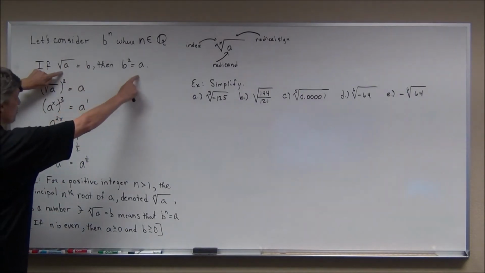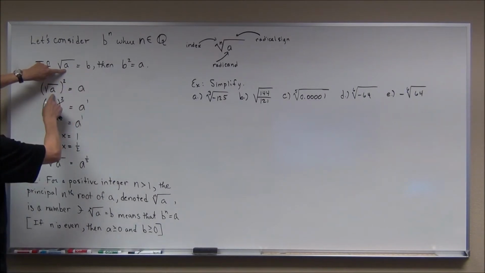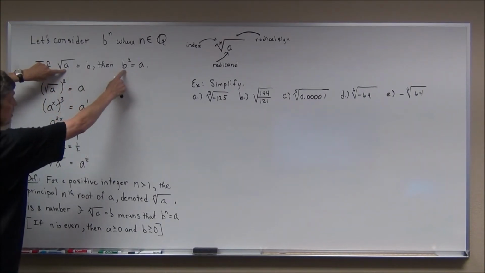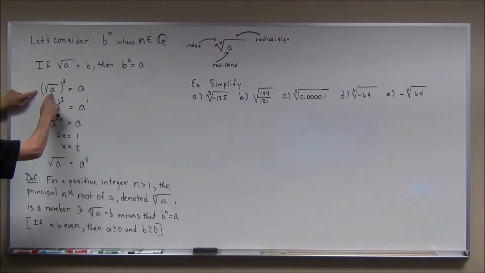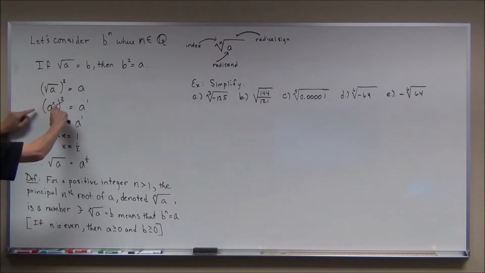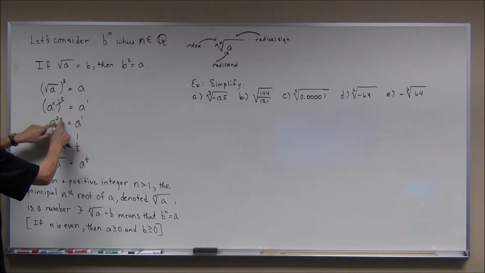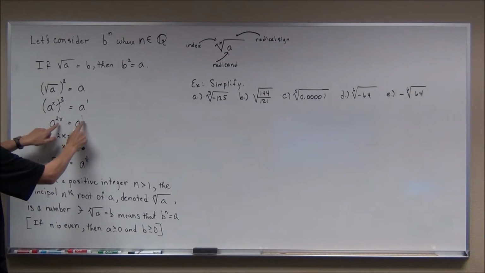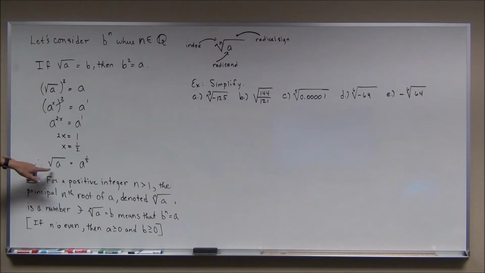Now, if this is true, then what I want to do is take this and square both sides. I'm going to square the left side and the right side. If I square the left side, I get this. If I square b, I get a. Now, a is the same as a to the first, but I'm going to think of the square root of a as a to a power. If I have a power to a power, that means I multiply the exponents. And if the bases are the same, the exponents must be equal. So that says x is to the 1/2. X equals 1/2. So the square root of a is equal to a to the 1/2.